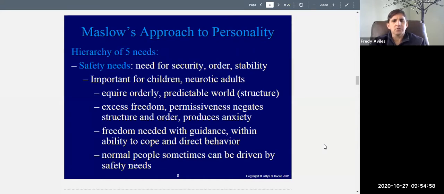Children and neurotic adults also, you also have the situation where excess freedom and permissiveness negate structure and order and produce anxiety. If you give your children too much freedom, you're too permissive as a parent, right? Then that means there's not much structure and order, according to Maslow. And they can get hurt and get themselves into scary situations. And that negates their need for safety, produces anxiety, produces fear. Same thing for neurotic adults.